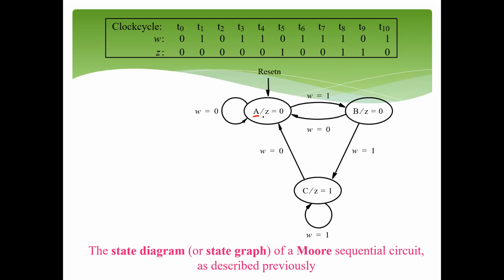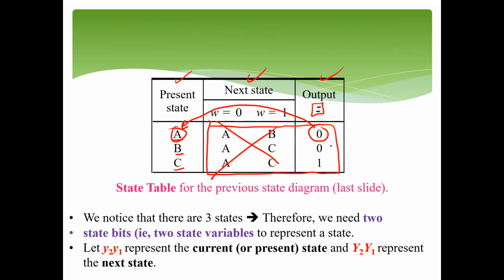If I'm at A, Z equals 0. If I'm at B, Z equals 0. If I'm at C, Z equals 1. All these arrows do not matter for my output. When you fill the state table, you look at the current state, match it with the state diagram, and fill in these values. Z will be 0 at state A and state B. It will only be 1 at state C.